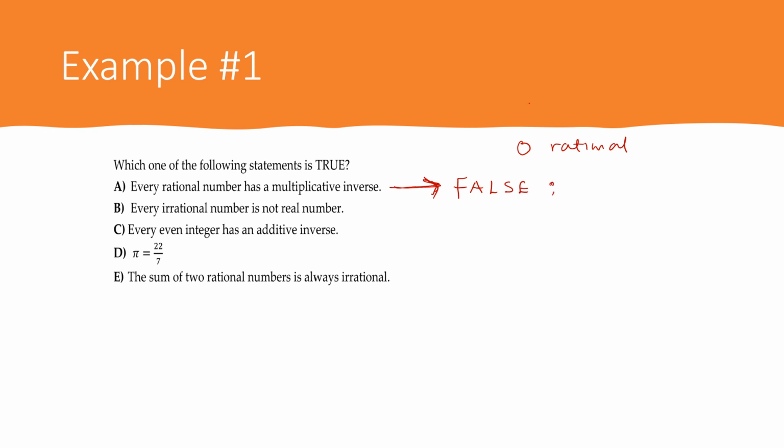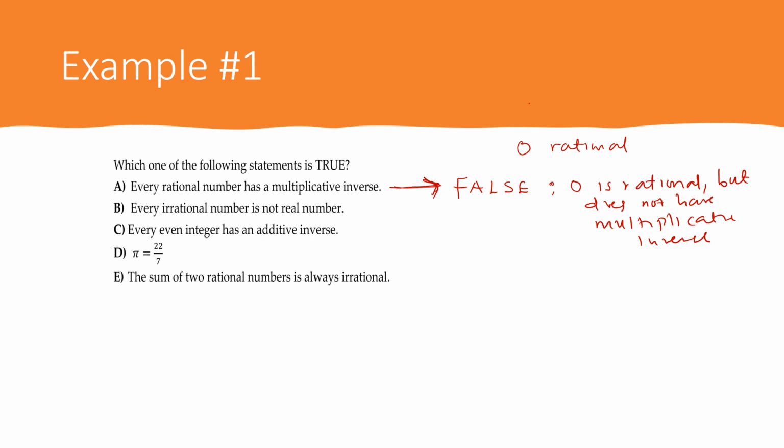And the reason is that 0 is rational, but it does not have a multiplicative inverse.